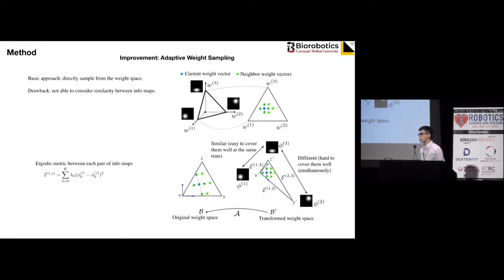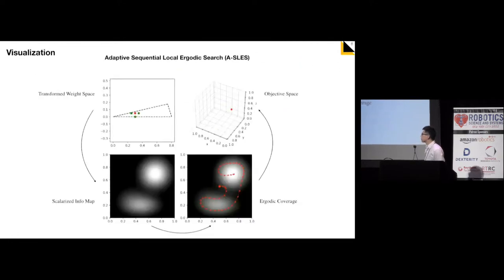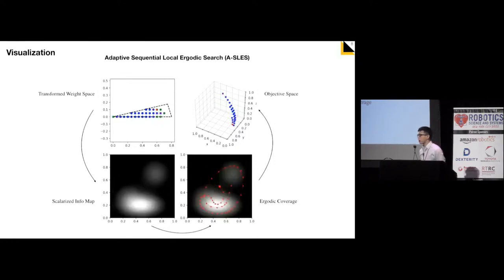With this idea, we propose the following approach. We first compute the pairwise ergodicity value between each pair of information maps, and then use them as the edge lengths to construct a transformed weight space. Now we sample from this transformed weight space, which can be affinely mapped to the original weight space, and then used to scalarize the information maps. Next, I'm going to show a video that visualizes the entire computational process. We sample from the transformed weight space, get a scalarized information map, run ergodic coverage that is warm-started, and eventually we end up with an approximated Pareto optimal front.